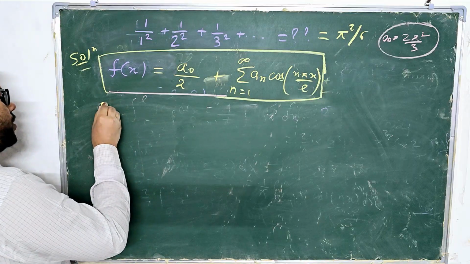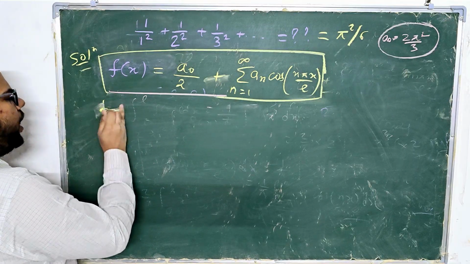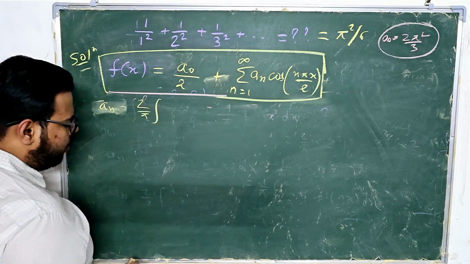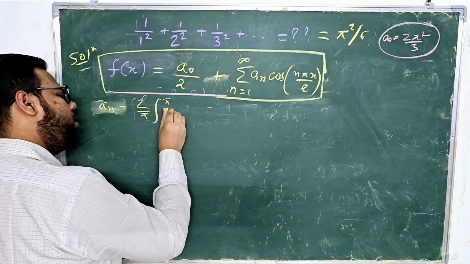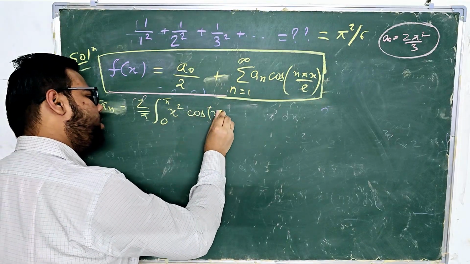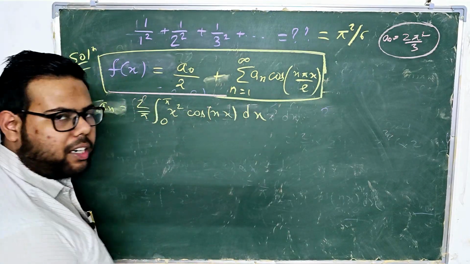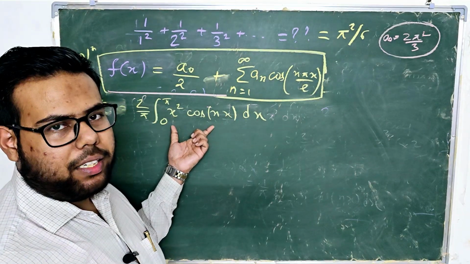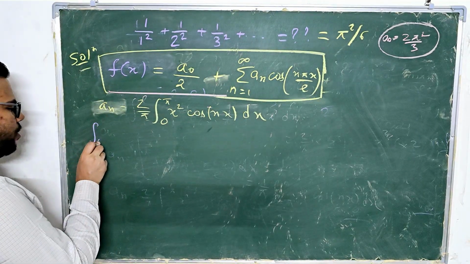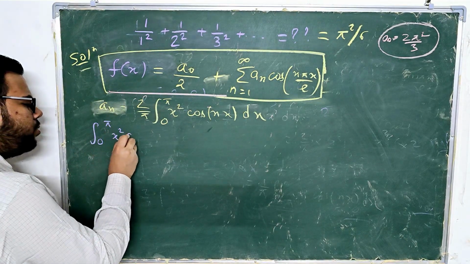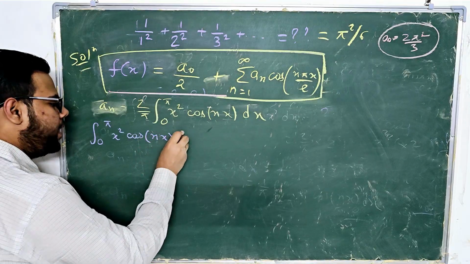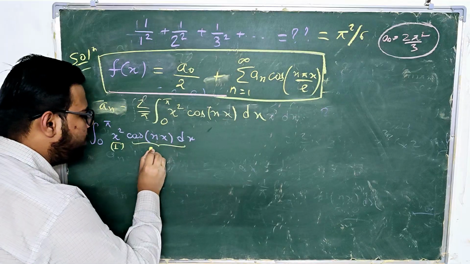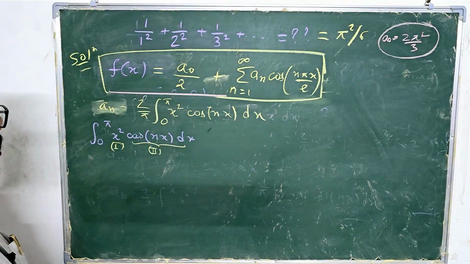So we had got an as 2 by pi integral from 0 to pi x square cos nx dx. We had got this expression. So now we have to apply integration by parts over here. So let's see. Integral from 0 to pi x square cos nx dx. Let's assume this x square as first function and this as second function. So let's apply integration by parts.